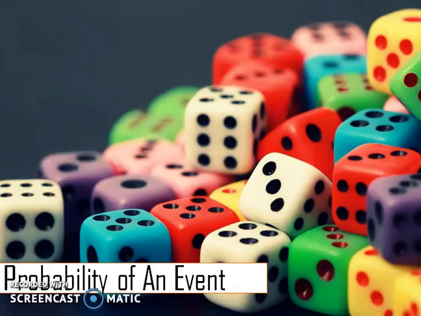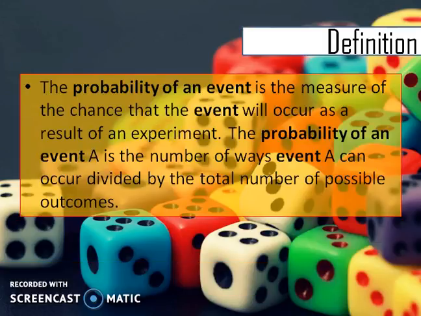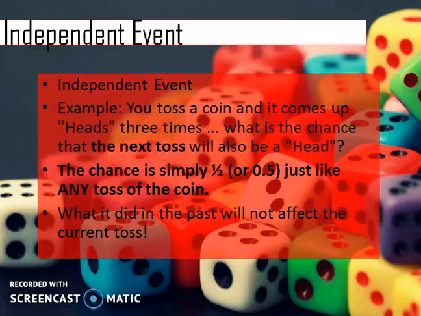There are a few types of probability. First, we have the probability of an event. The probability of an event is the measure of the chance that the event will occur as a result of an experiment. We have two types of events. First, we have independent events. Second, we have dependent events. Independent events occur when what happened in the past will not affect the current toss.